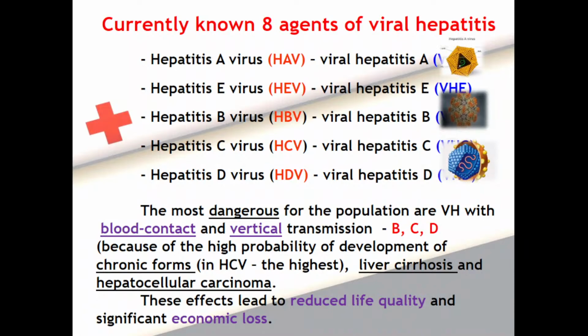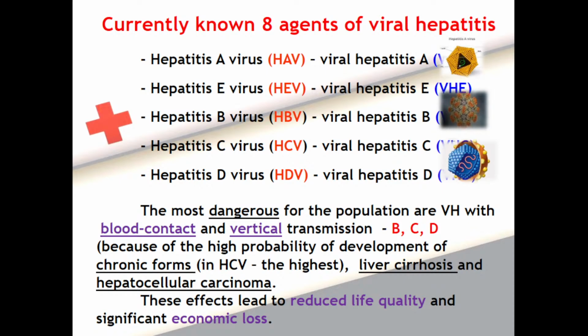Currently, 8 agents of viral hepatitis are known: viral hepatitis A, E, B, C, D, G, TTV, and others. The most dangerous, and the ones we will talk about in this course, are 5: A, B, C, D, and E.